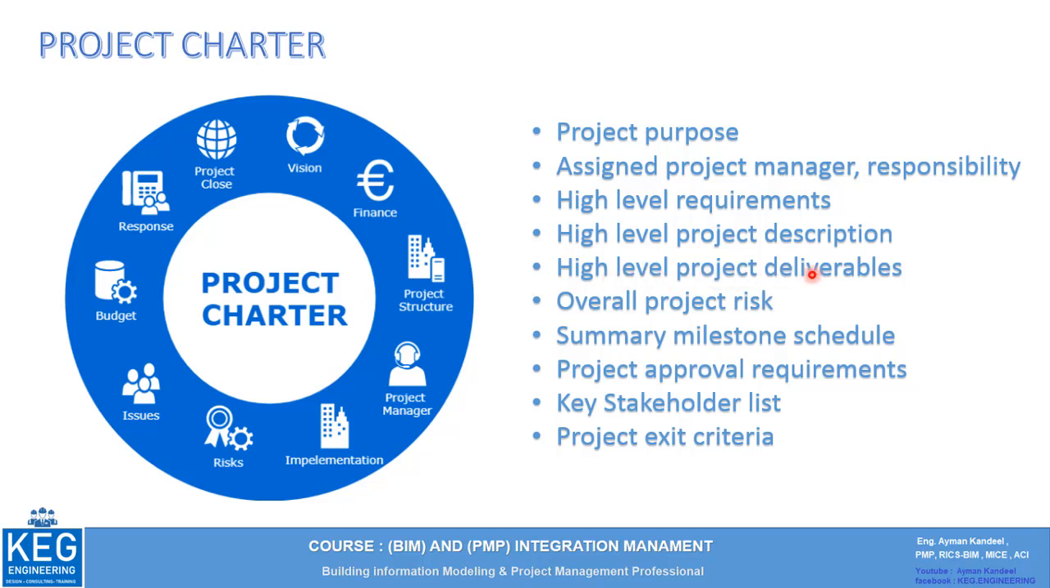High-level project deliverables. What is the main criteria? Just the main criteria, a brief description about the deliverables. And what is the expected overall project risk? And what are the milestones as per the schedule? A summary of the milestones: the date of the deliverables, the date of phase number 2, the date of production, some key dates for the milestone schedule, and the project approval requirements. What is the main requirement on which the client can approve our product?